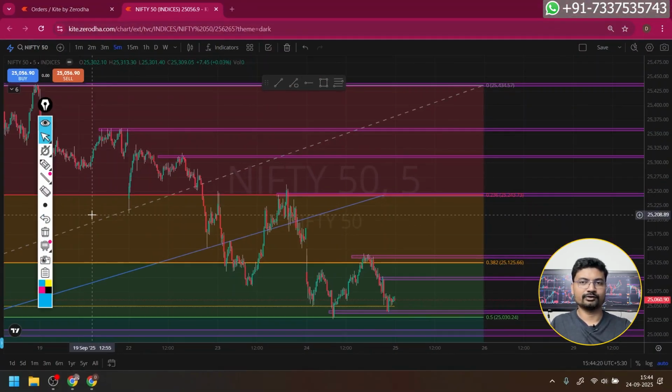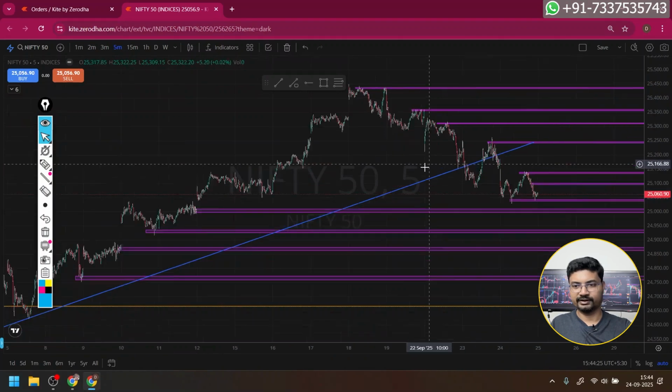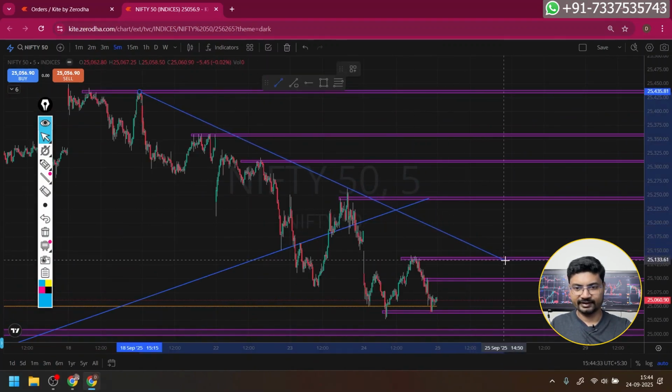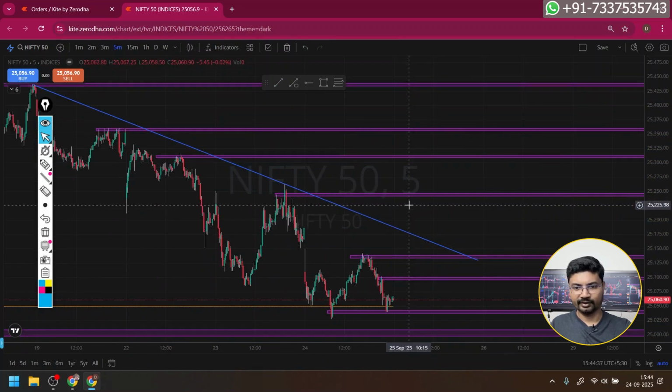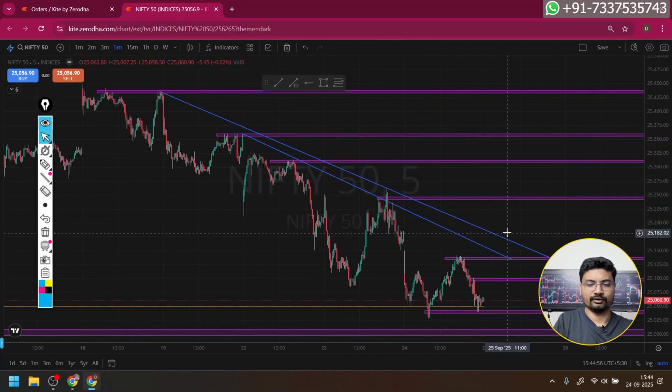And I'm going to show you one more important level, which you should remember in tomorrow's trading session. Let's mark this. Let's connect these points. There is a trend line, and we don't need this trend line. I'm just removing it. Okay. There is one more trend line, or else you can consider this as a zone. From this point, you can mark it like a zone, the entire zone.